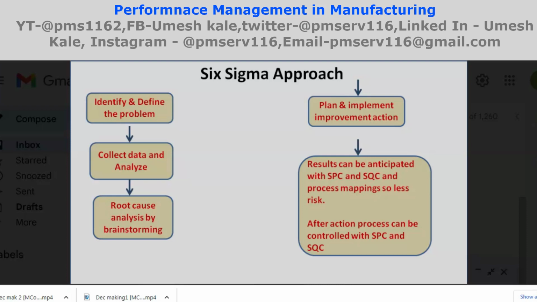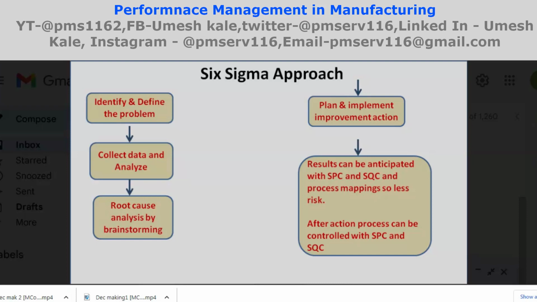Then comes the planning phase. Once the root cause is identified, the action is identified with the why-why analysis. Then the implementation of that action is done with the 6W2H format, meaning every person's accountability has to be identified: who is taking what action and at what time. So this is the plan and implementation stage of the Six Sigma method of problem solving.